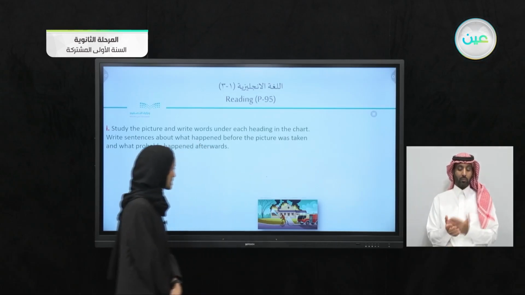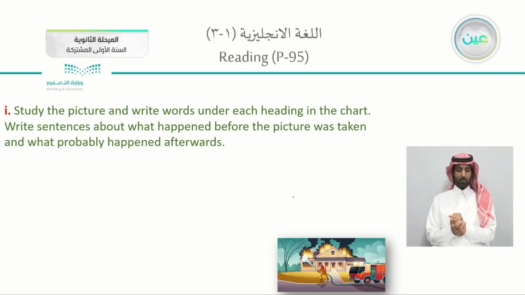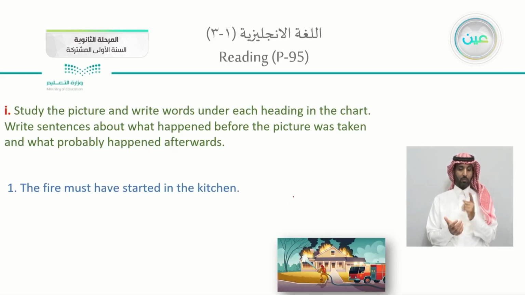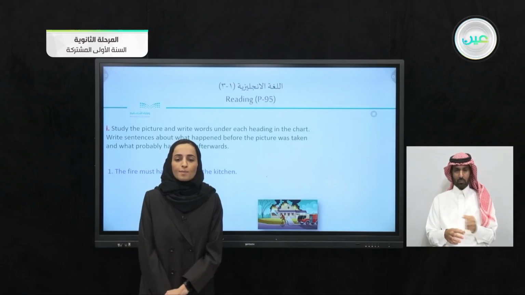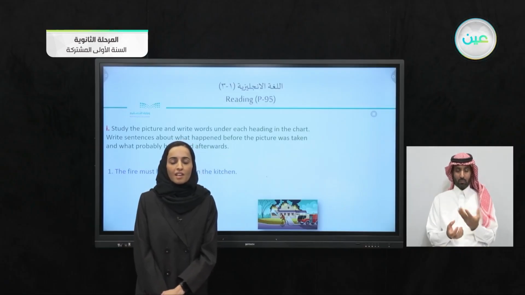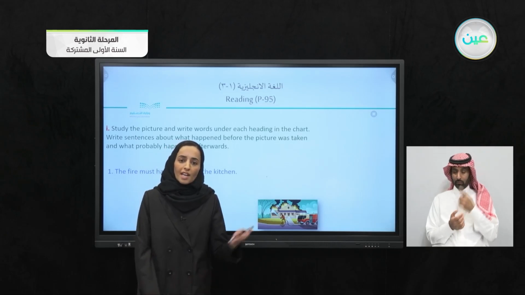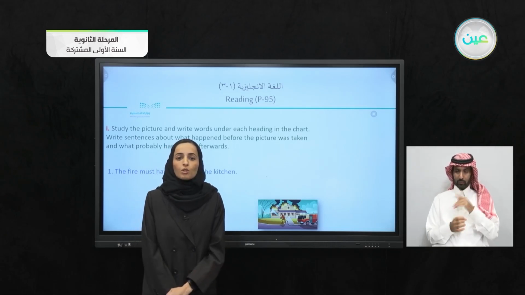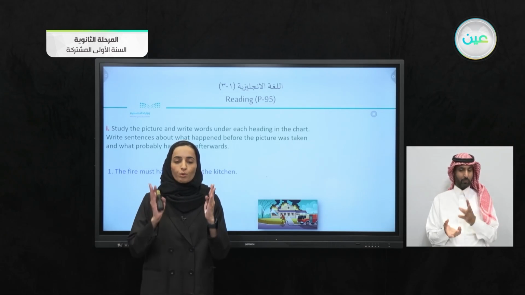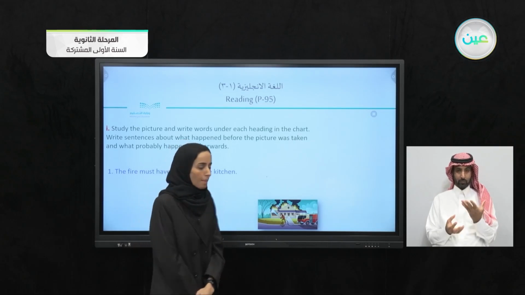Let's try to come up with the sentences in here. Now, you will come up with the sentences. We can say, the fire must have started in the kitchen. Am I sure about this? No. I am trying to make a guess. Maybe you will tell me no, it must have started in the laundry room or at the living room. You can make your own guesses based on the proof or the evidence that you've got.